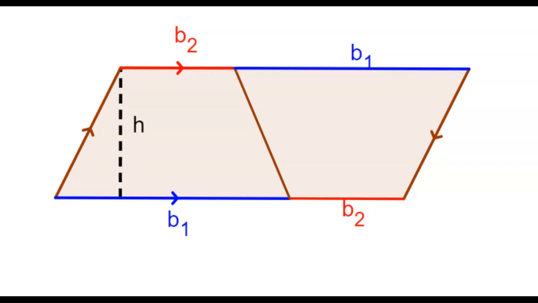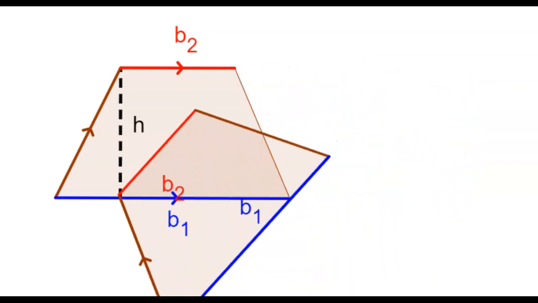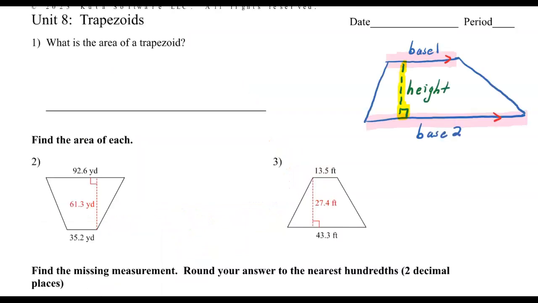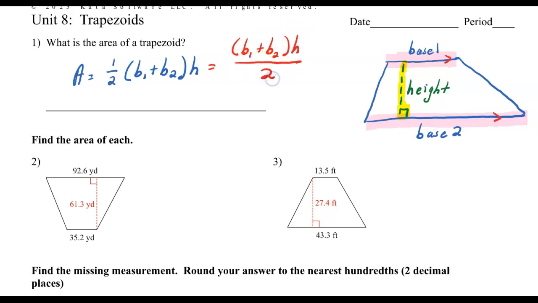However, we only wanted the area of the trapezoid, which is half of the parallelogram. So it turns out that the area of a trapezoid is 1/2 base 1 plus base 2 times the height. Now some people do say base 1 plus base 2 times the height over 2. That blue formula and the red formula are identical. So let's look at a couple examples.